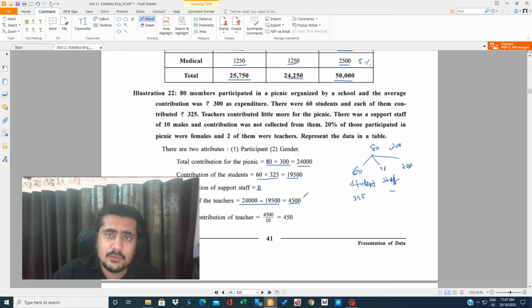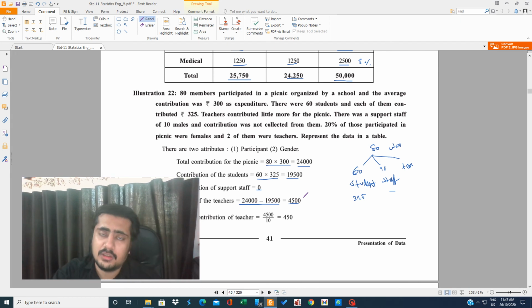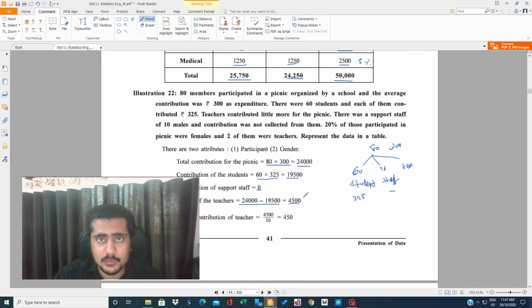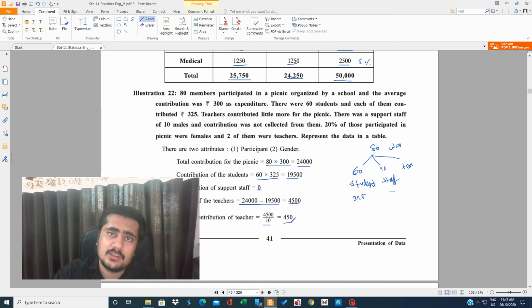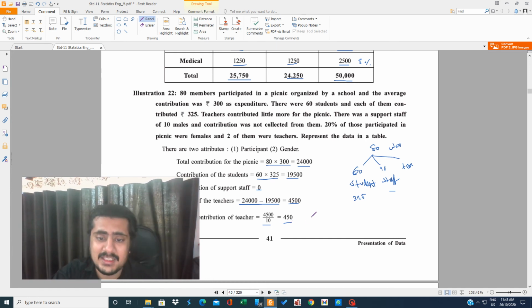This 4,500 is to be collected only from teachers, because the staff is not going to pay a single rupee. So 4,500 upon 10, that is 450. Per head contribution is 450 by the teachers.